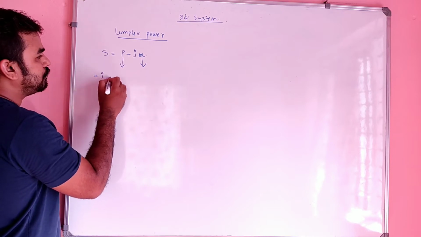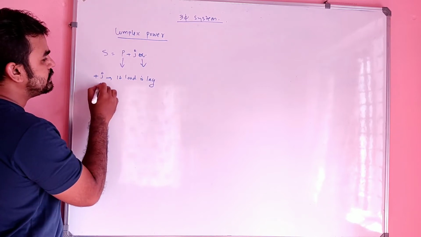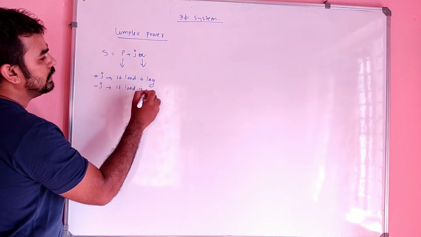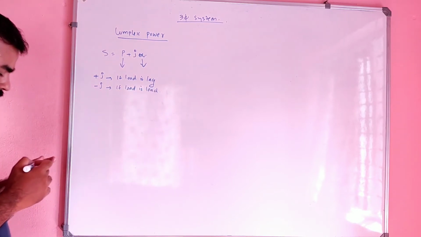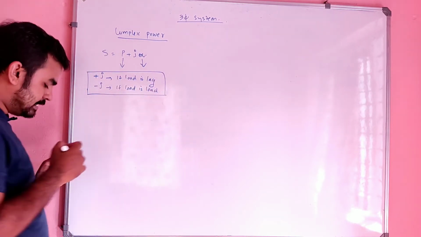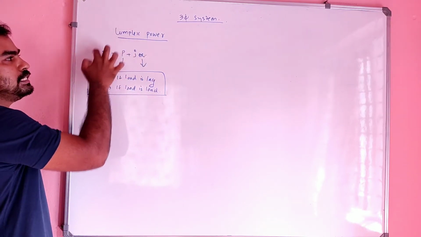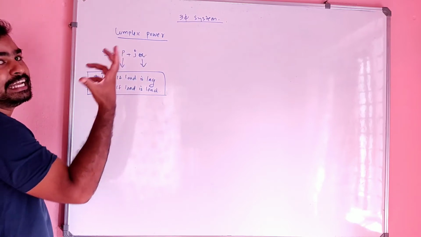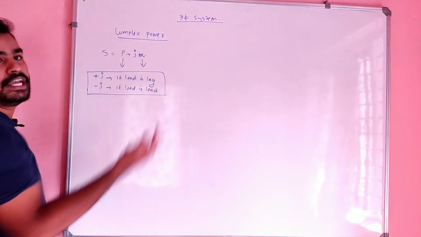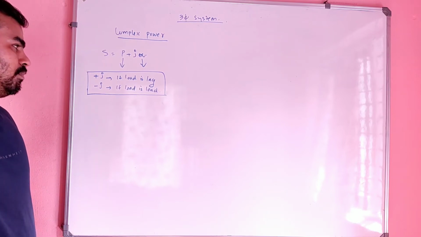And plus j is used if the load is lagging, and minus j if the load is leading. This you have to note. If S is in the form of P plus jQ, then the nature of the load will be lagging. If the power is in the form of S is equal to P minus jQ, then the nature of the load will be leading. That is the only thing you have to know.